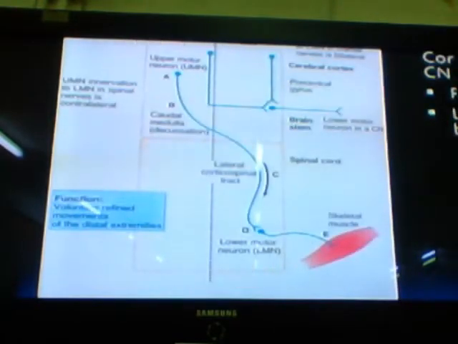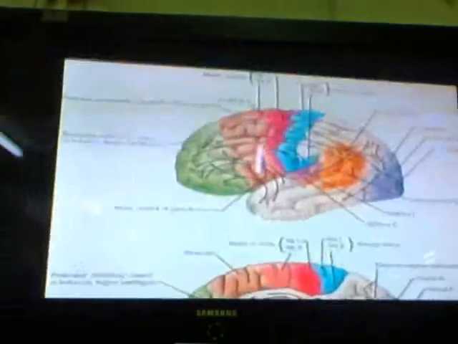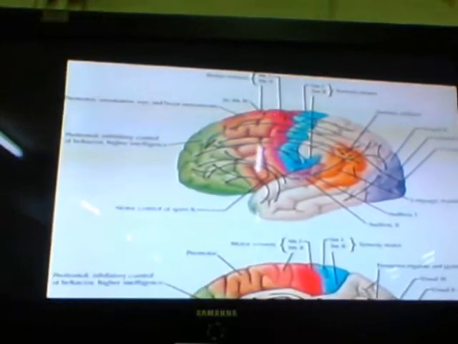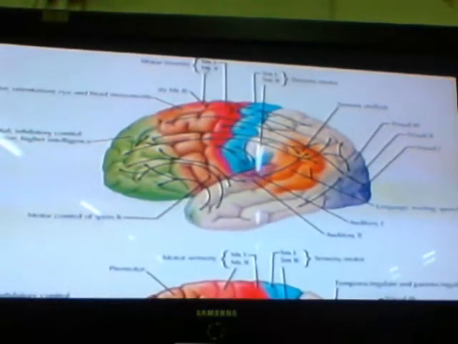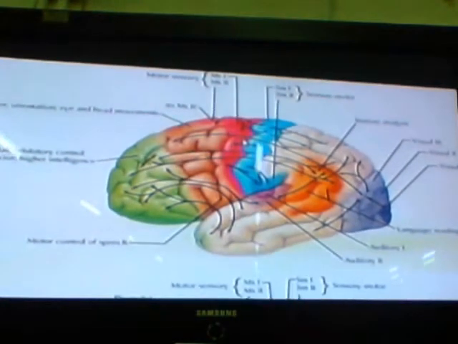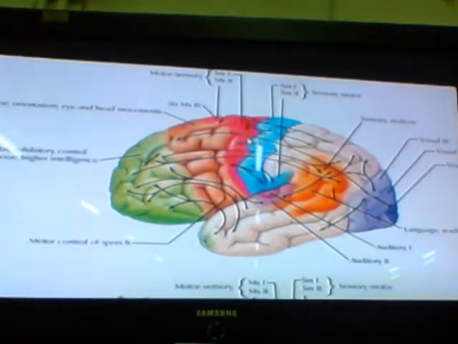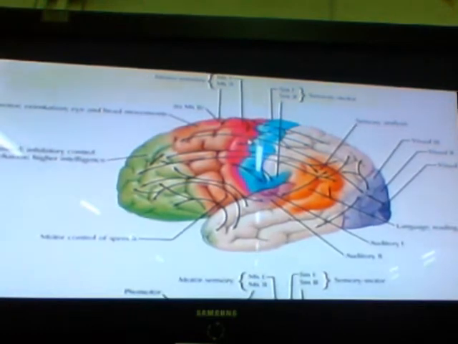Okay? So having said that, now we have to trace what is happening to this upper motor neuron. Because you guys covered what is happening to the lower motor neuron when you first entered medical school. So where do you start? You start at the motor cortex. From the motor cortex, where is the first order neuron going to go? How is it going to get down to the brainstem?